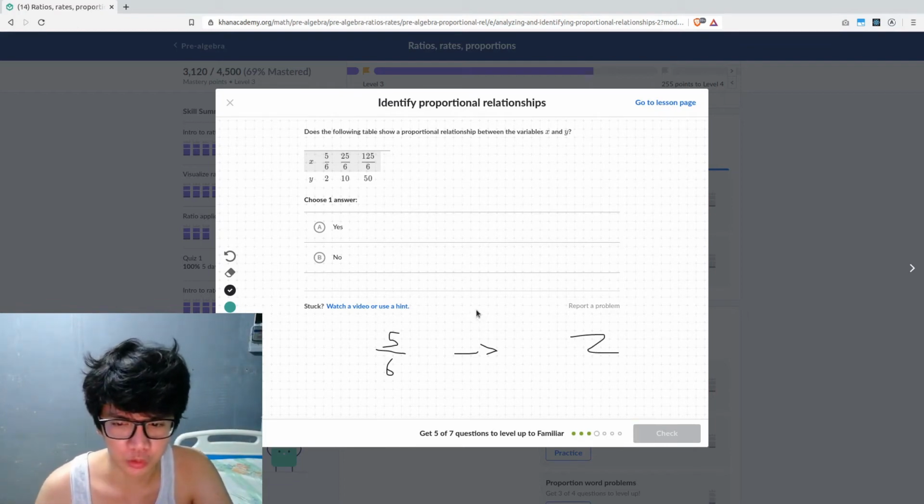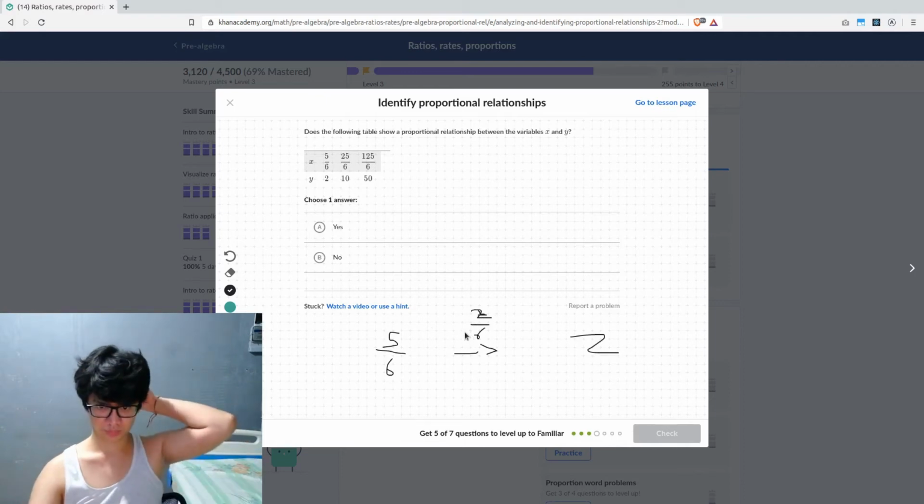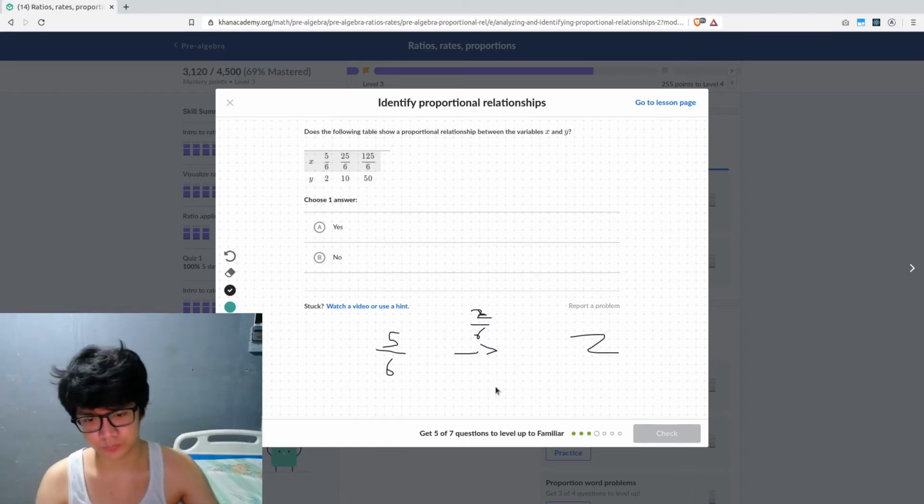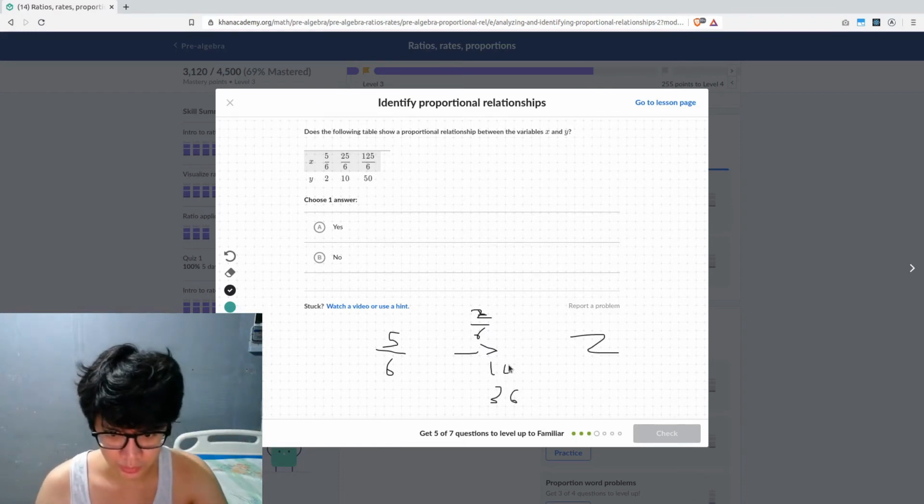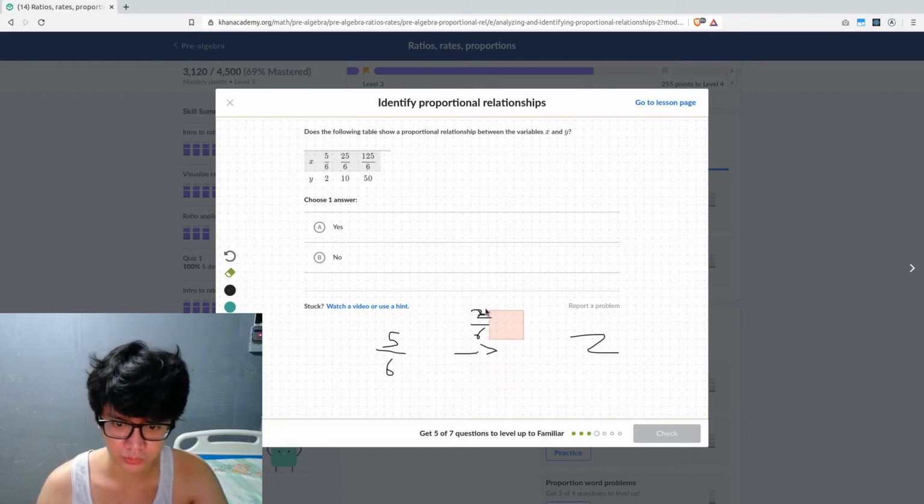So, how much do you multiply this by? So, if you multiply by, am I supposed to say 2, 6? Doesn't make sense though. I don't know. There's 6 and then 10. So, what's this? No, it's clearly not 2.